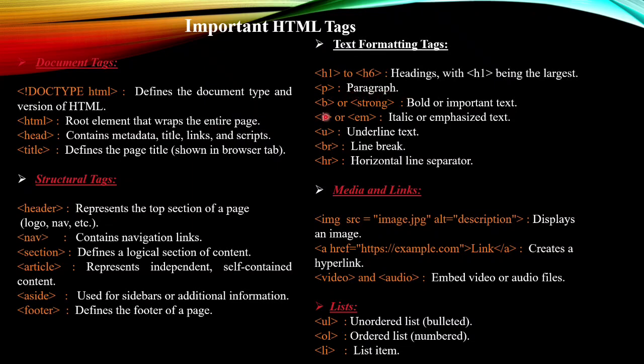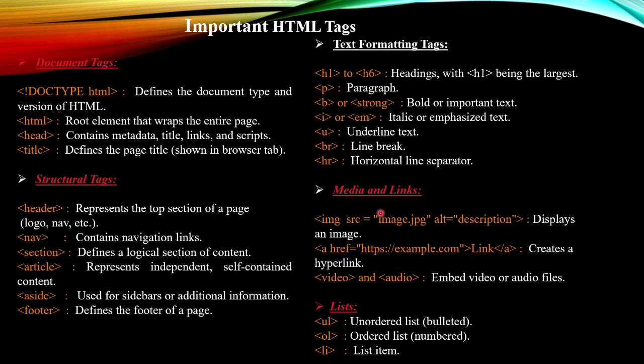And next is B or strong, which is bold or strong, used to highlight the text, to bold the text, or important text to be shown to the user. And I and EM are italic or emphasized text, which is used to style the text. Underline, break, and HR. These are the text formatting tags of HTML.